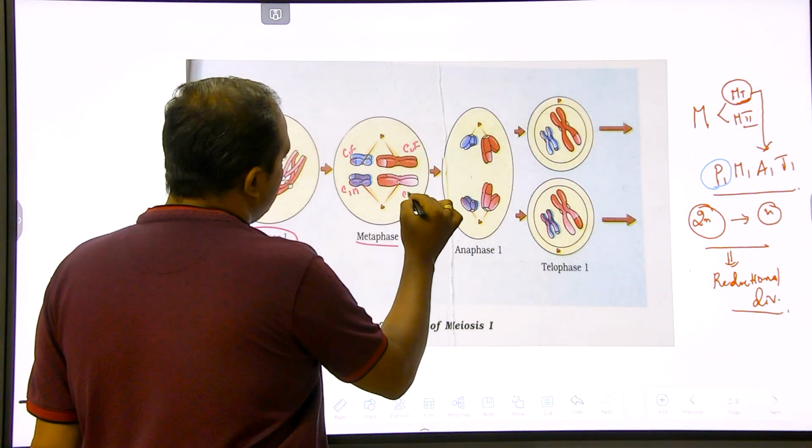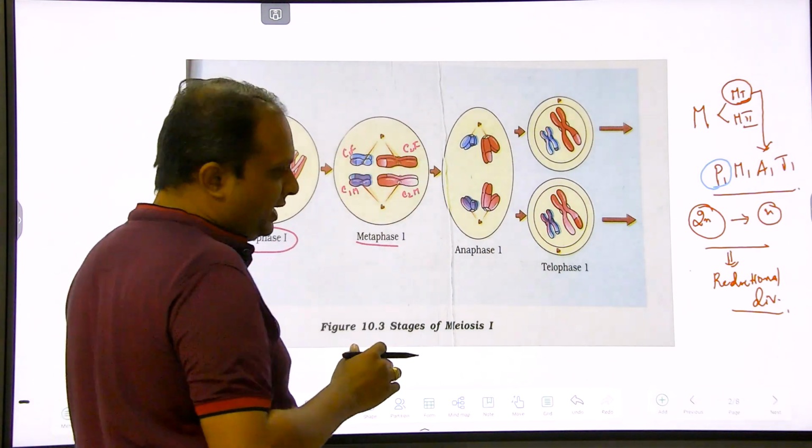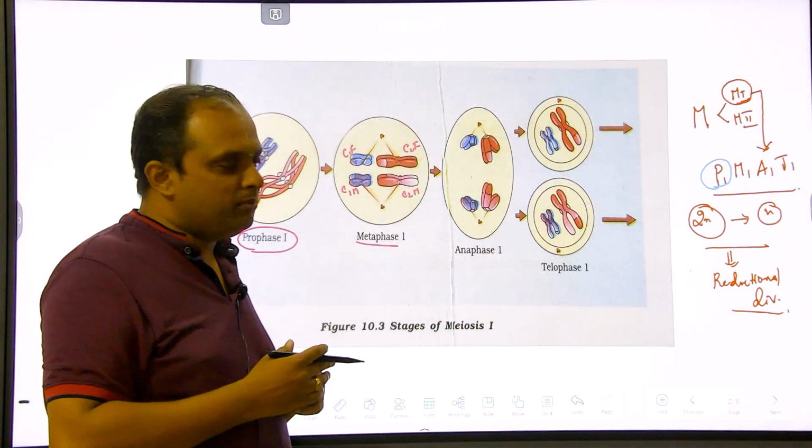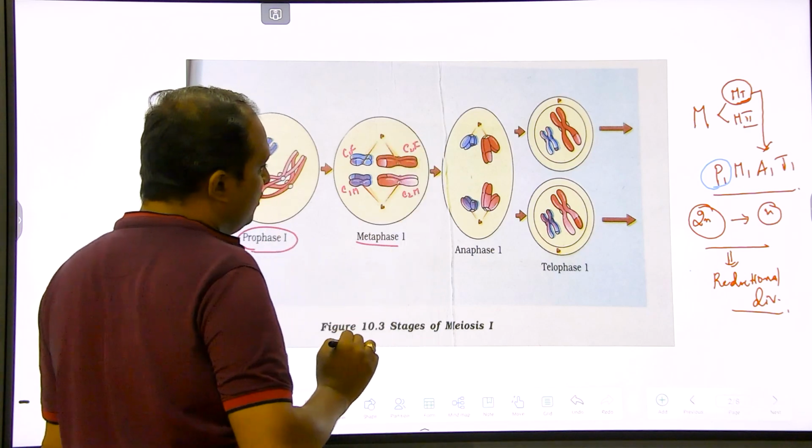This is going to be C2M. So they are going to get aligned. This is what is called a metaphase plate, same as what we have seen in mitosis, and you could see the centriole radiating the spindle fiber, right?